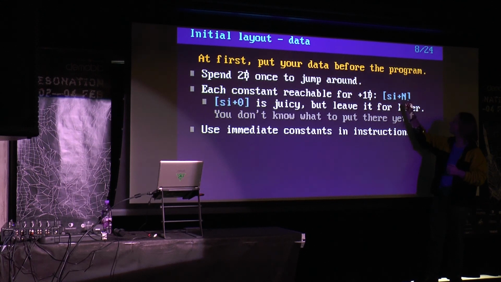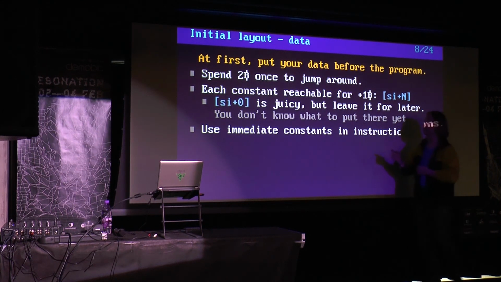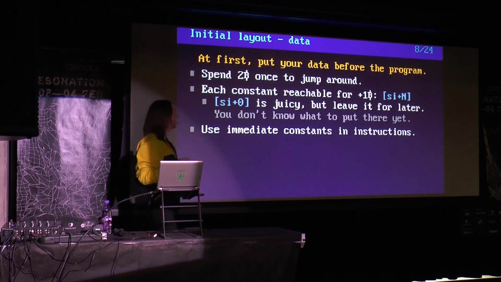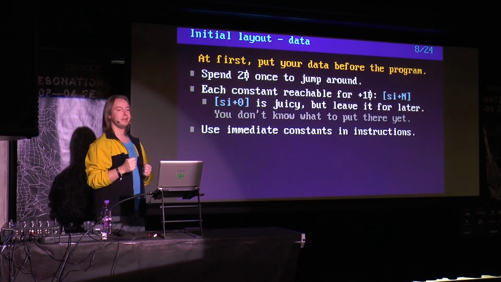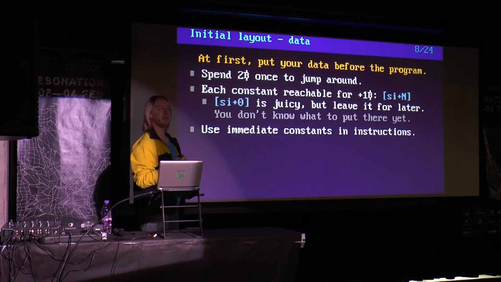Of course, if you don't use the displacement, you have one particular memory location that is right at the start of the program, and it's awesome to not spend the bytes for that. The +0 here is no operation, and you don't spend any space for that. But at this stage, you don't know what to put there. So I leave it for the end.